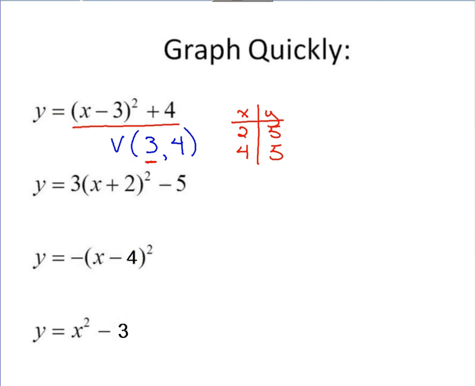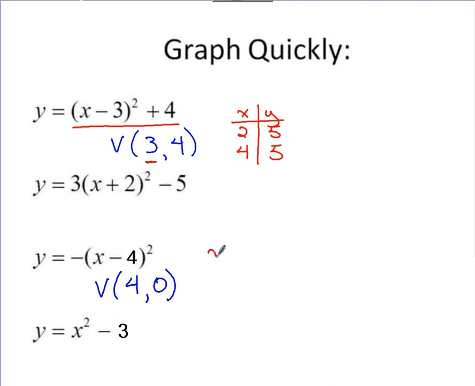Okay, using the same approach, if we do this third one, vertex. Going inside the parentheses here, I see x minus 4. I'm going to take the opposite of this value to make up the x-coordinate at the vertex, so that's going to be 4. The y-coordinate corresponds to whatever's added on out here. There's nothing added on out here, so y-coordinate 0.